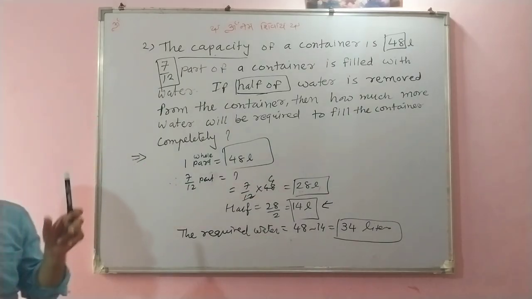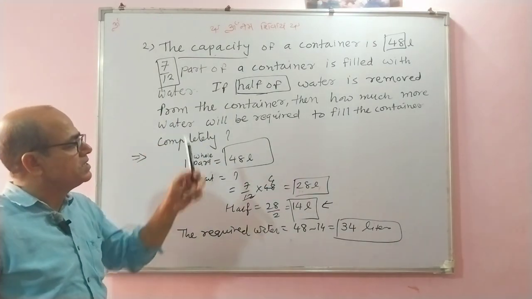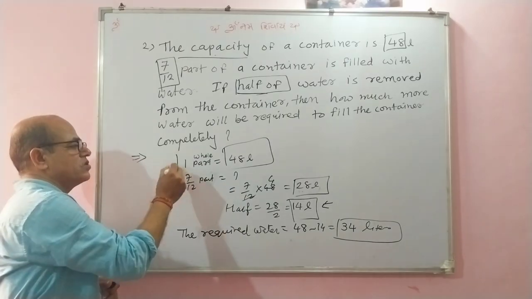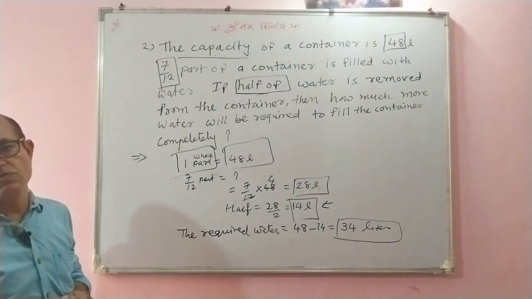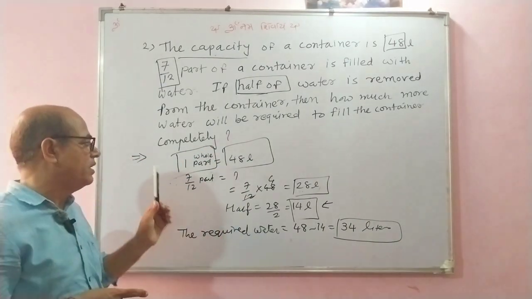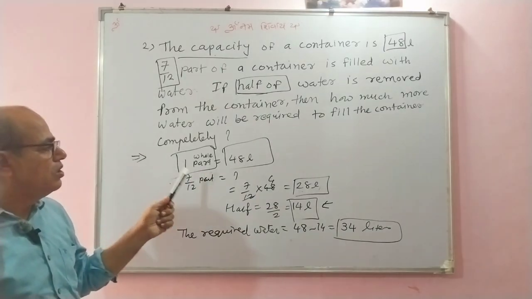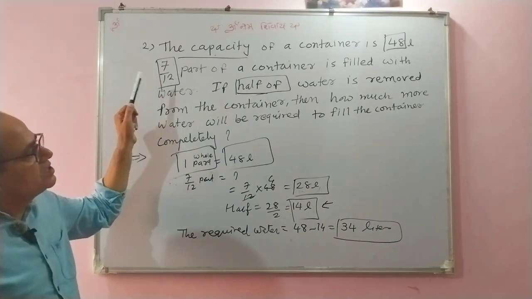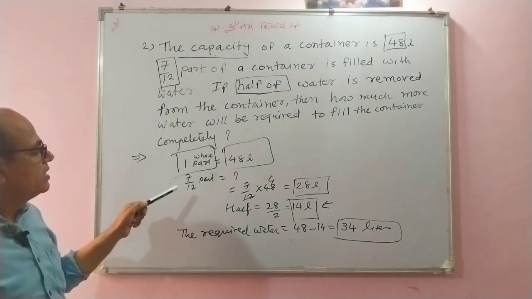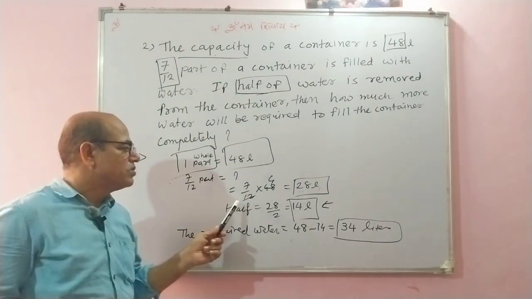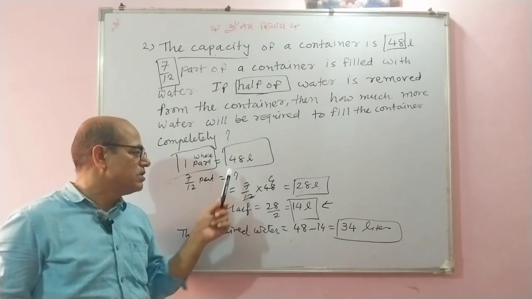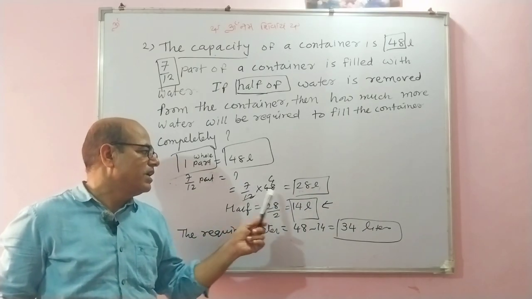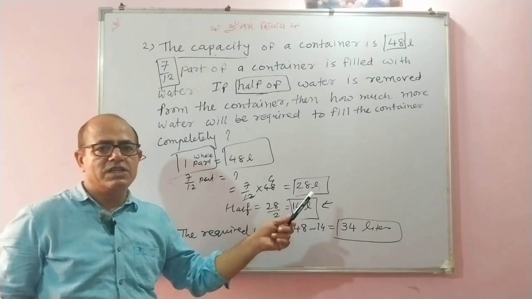First of all, whenever a question of fraction is given in capacity, then you have to consider first the whole part. Whole means one, the complete container. That is one part, the whole part. Whole part is equal to 48. Then you find out how much it is filled or how much it is empty. 7 upon 12 part, so just 48 into 7 upon 12. You get 7 fours are 28 liters.